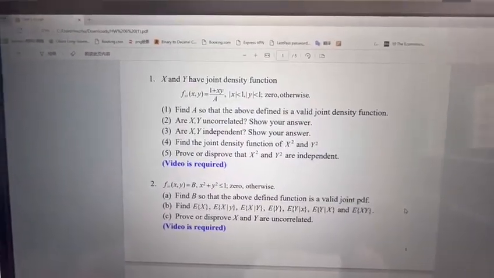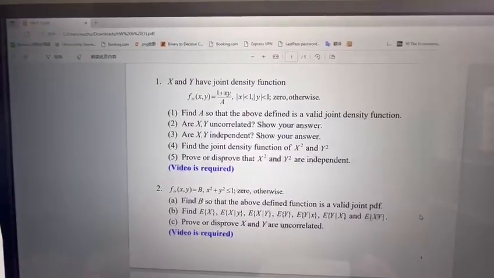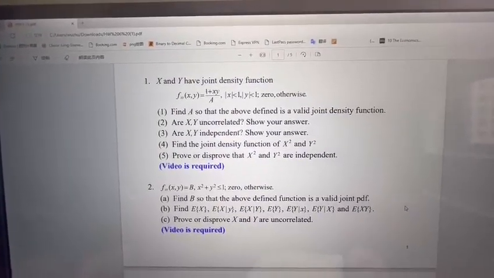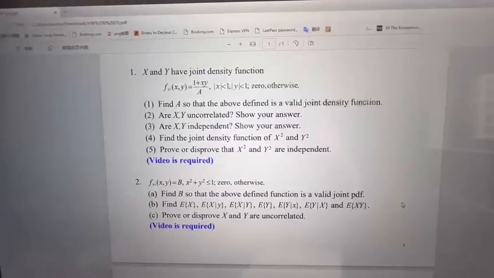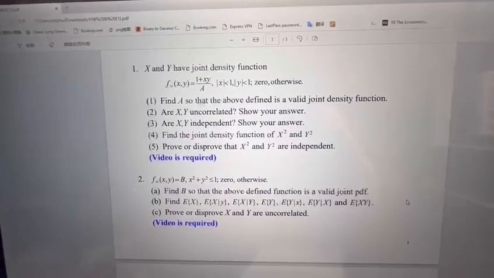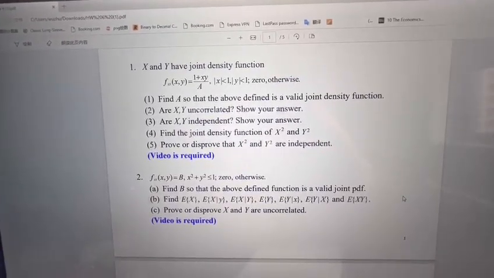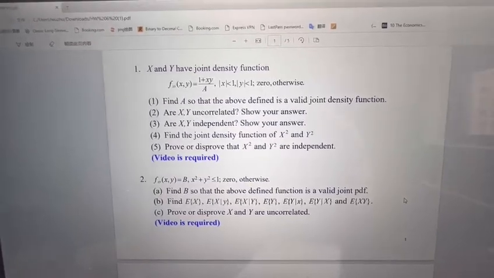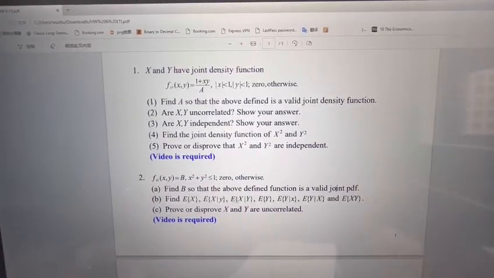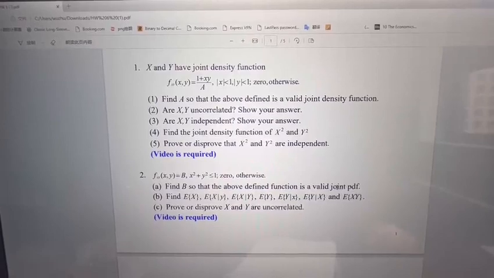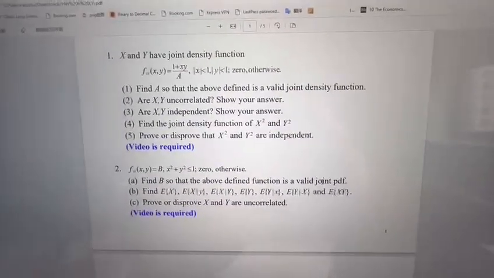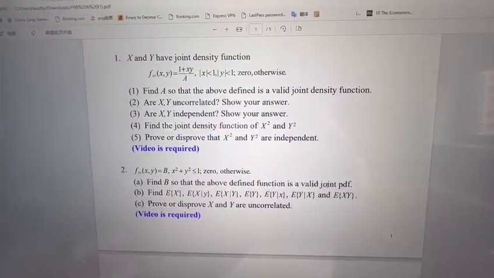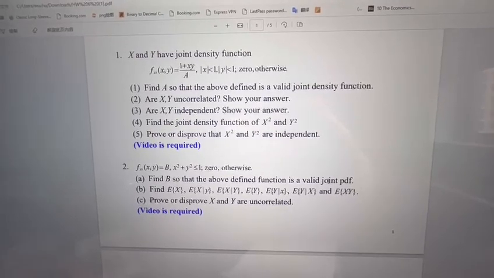So in this question, f(x,y) equals b when x squared plus y squared is less than or equal to 1, and this function equals 0 otherwise. Question A asks us to find b so that the above defined function is a valid joint density function.